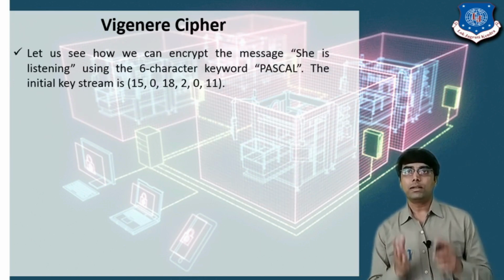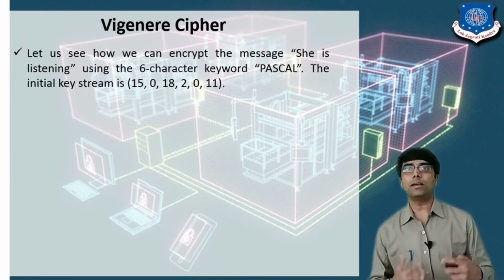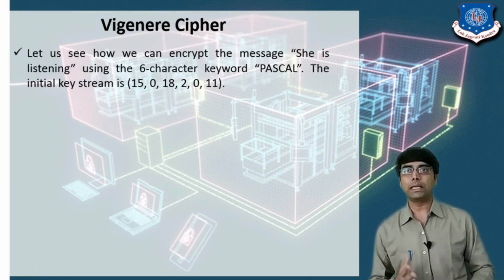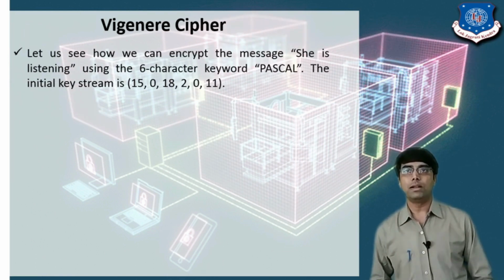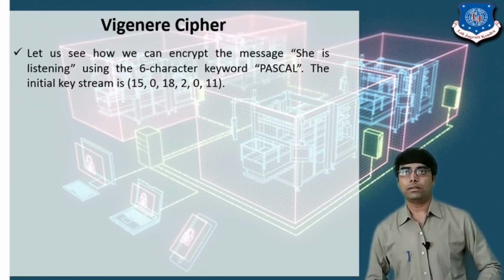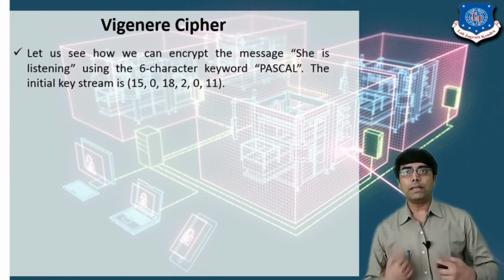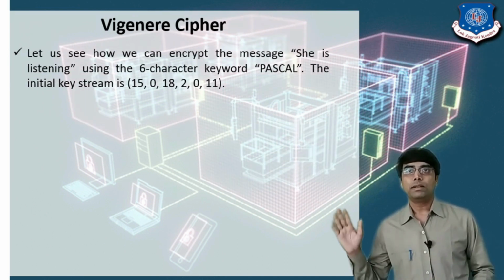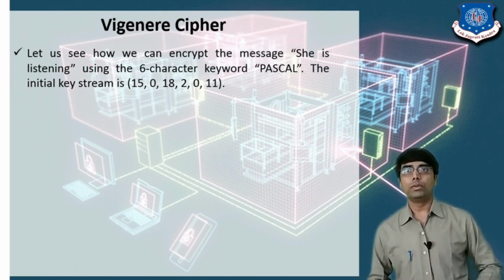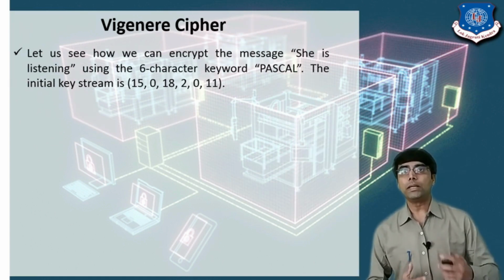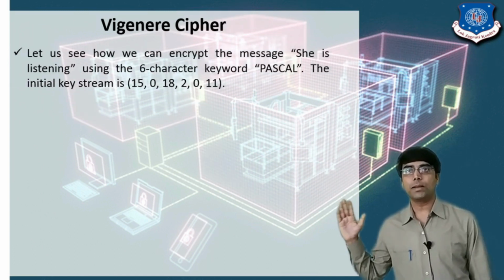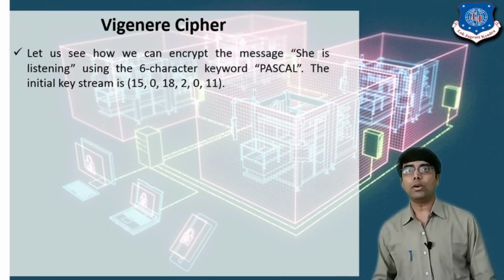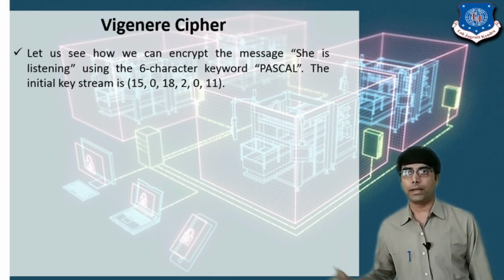Okay, here we consider the message to encrypt is "she is listening". This is your message, and your keyword is Pascal, a 6 character keyword. Initially we will represent the alphabet values as numbers. Now we will write the numeric representation of this keyword. If we consider P, its numerical representation is 15. A, its numerical representation is 0. S, its numerical representation is 18.